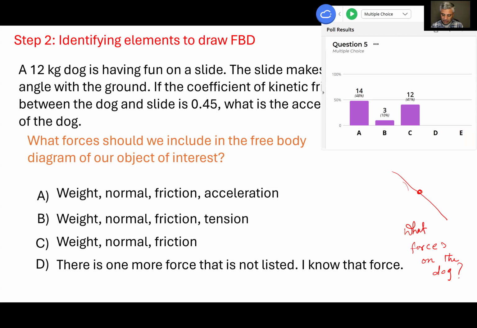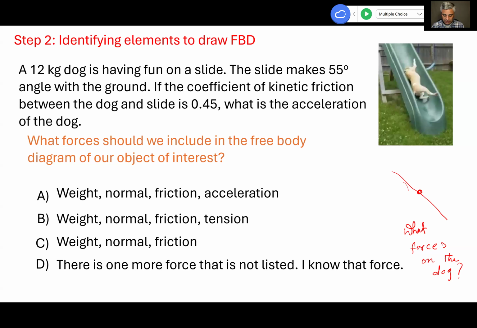We have A and C mostly. There is a little bit of B as well. So weight is there, of course, always. A normal force, it is on the surface, right? So that means there is always going to be a normal force when something is on the surface, supported by some sort of surface. And in this case, it says friction coefficient. So that means there is friction as well. So that checks, check.